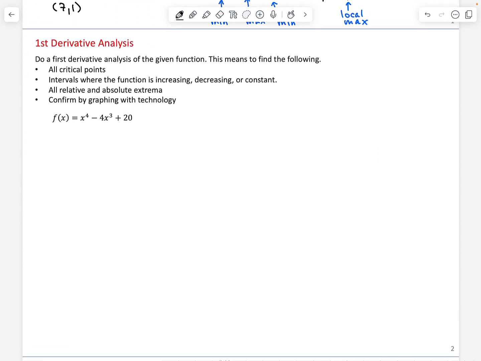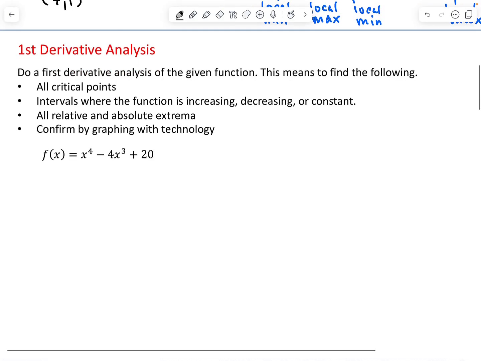Do a first derivative analysis of the given function. This means to find the following: all critical points, intervals where the function is increasing, decreasing, or constant, all relative and absolute extrema, and then we will confirm by graphing with technology. All right, the first thing you want to do when given a function is to determine what its domain is.